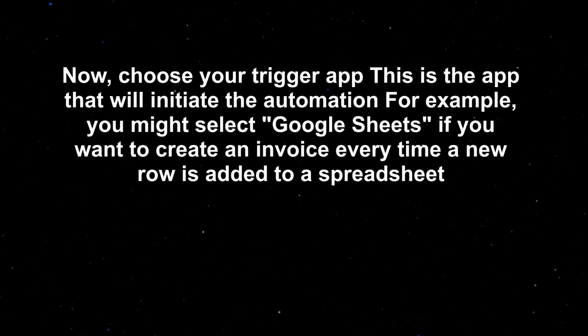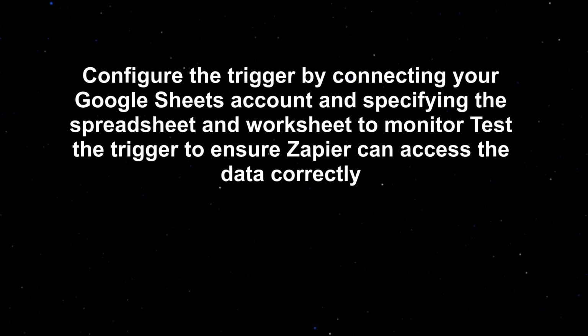For example, you might select Google Sheets if you want to create an invoice every time a new row is added to a spreadsheet. Configure the trigger by connecting your Google Sheets account and specifying the spreadsheet and worksheet to monitor. Test the trigger to ensure Zapier can access the data correctly.